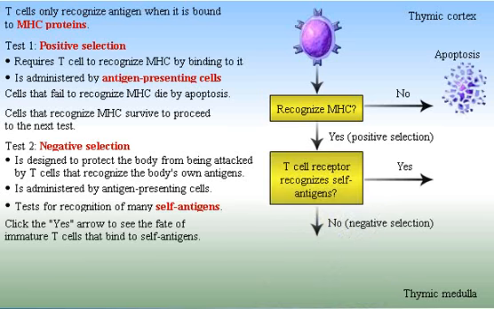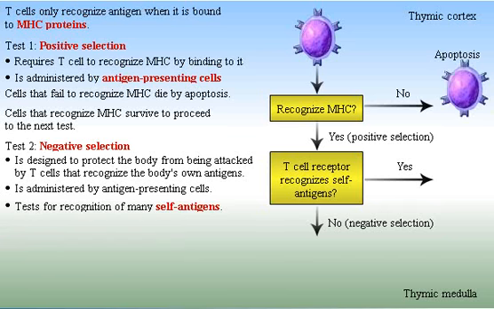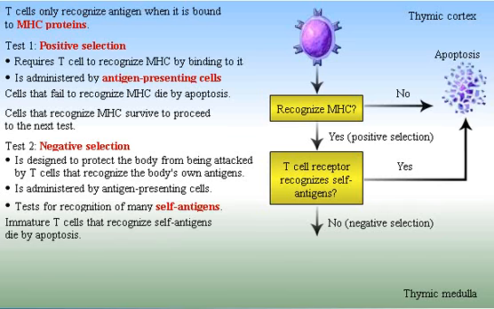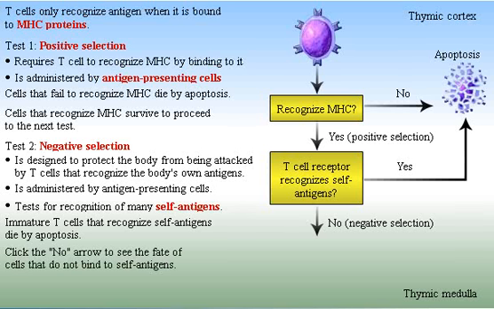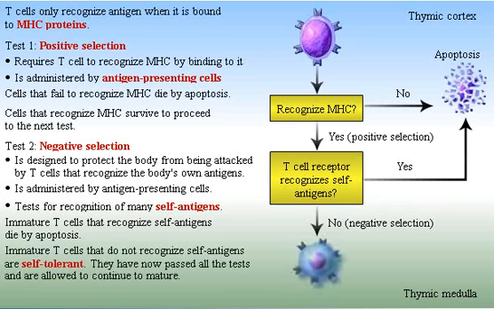Click the Yes arrow to see the fate of immature T cells that bind to self-antigens. Immature T cells that recognize self-antigens die by apoptosis. Click the No arrow to see the fate of cells that do not bind to self-antigens. Immature T cells that do not recognize self-antigens are self-tolerant. They have now passed all the tests and are allowed to continue to mature.